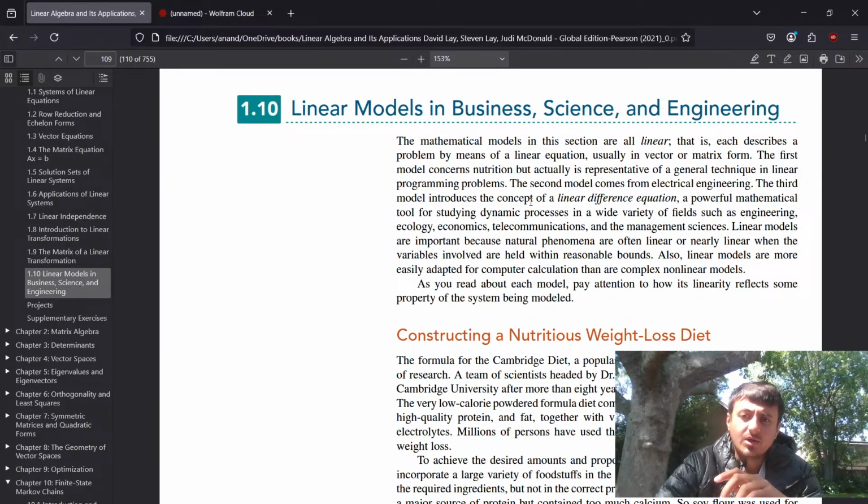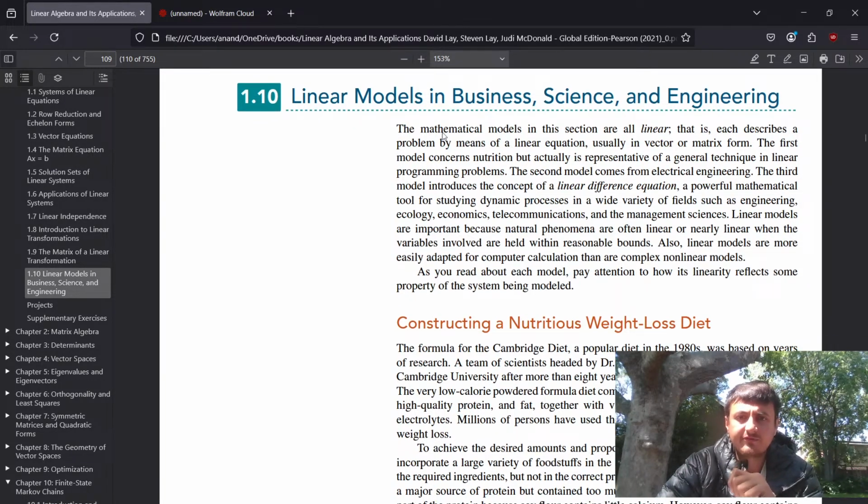The mathematical models in this section are all linear. That is, each describes a problem by means of a linear equation, usually in vector or matrix form. The first model concerns nutrition, but is actually representative of a general technique in linear programming problems. The second model comes from electrical engineering. The third model introduces the concept of a linear difference equation, a powerful mathematical tool for studying dynamic processes in a wide variety of fields.